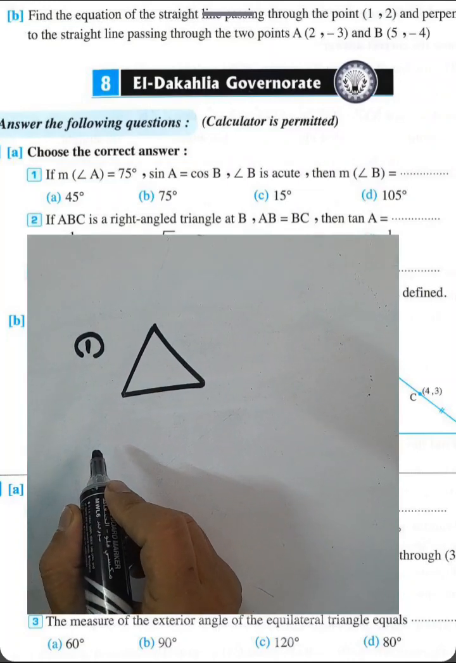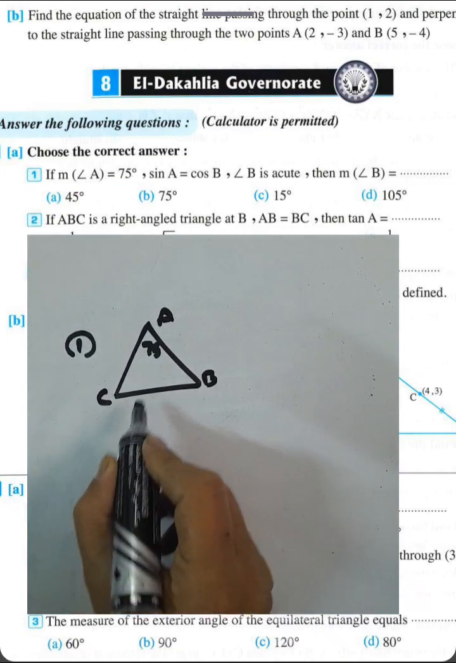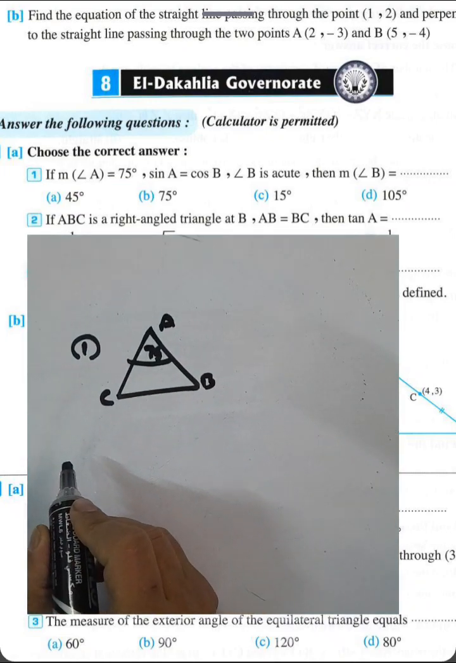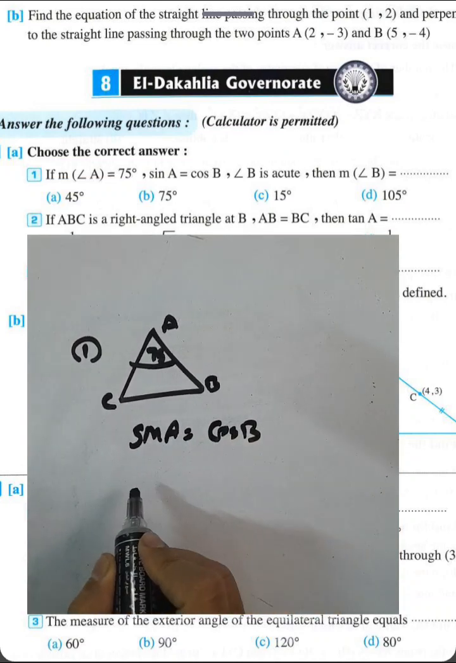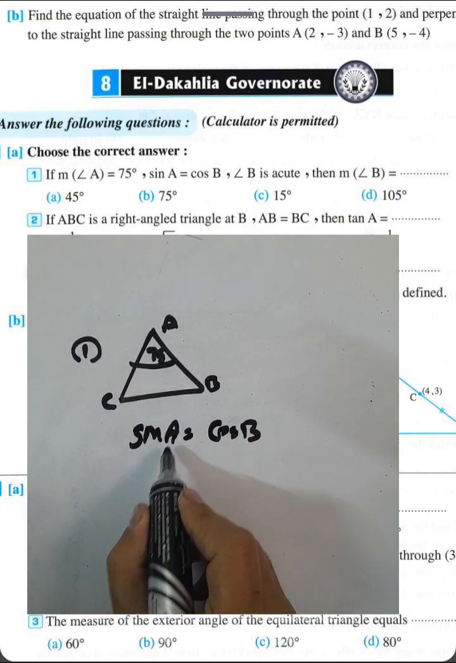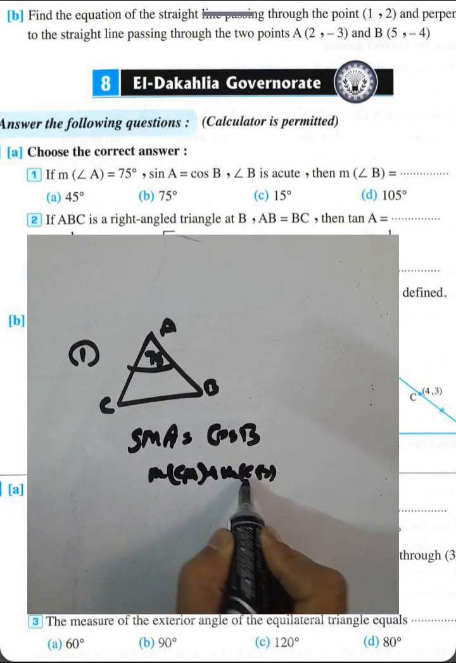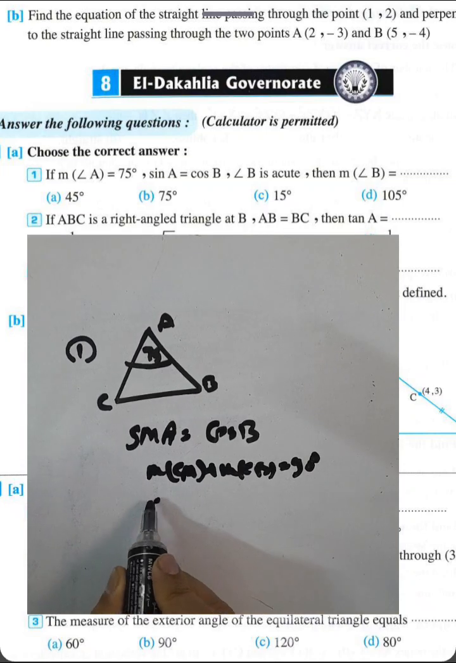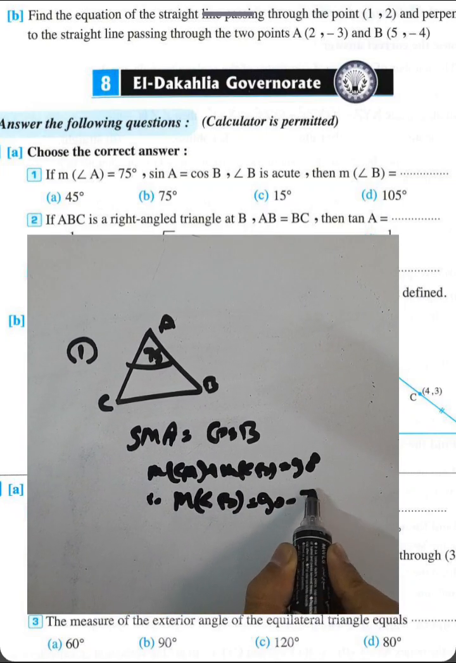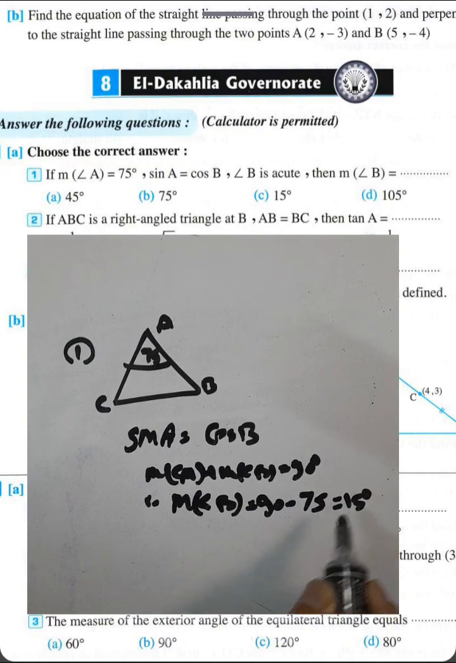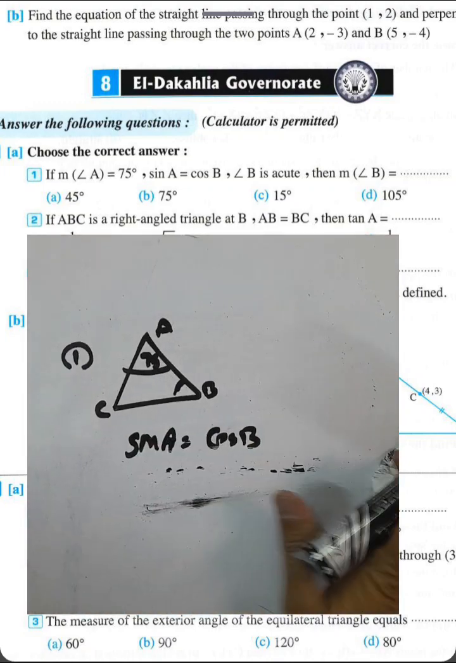And number 1, if the measure of angle A was 75 degrees in triangle ABC and sine A equals cosine B, it means the measure of angle A plus the measure of angle B will be equal to 90 degrees. Then the measure of angle B equals 90 minus 75, which equals 15 degrees. This angle will be 15 degrees. Choose letter C.